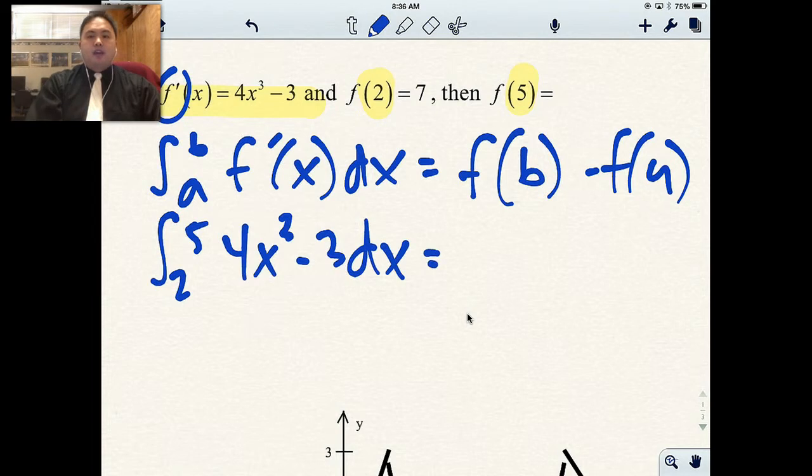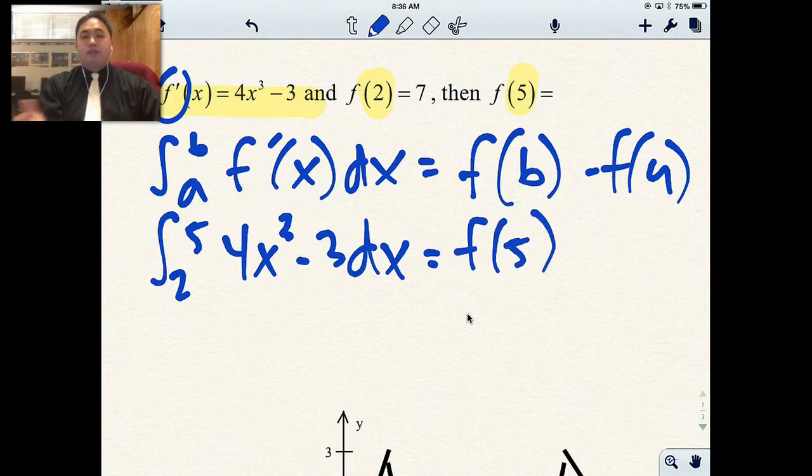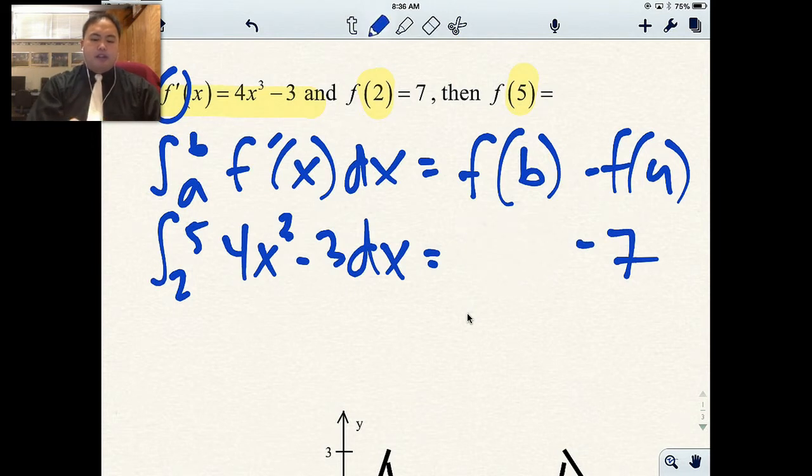F of b is going to be f of 5, and that's what we're looking for. We don't know what that is. And then they gave us f of 2, which is f of a, so I'm just going to put in 7. Now I'm just going to solve for f of 5. To make it easier, instead of rewriting f of 5, I'm just going to call it x and solve for x.